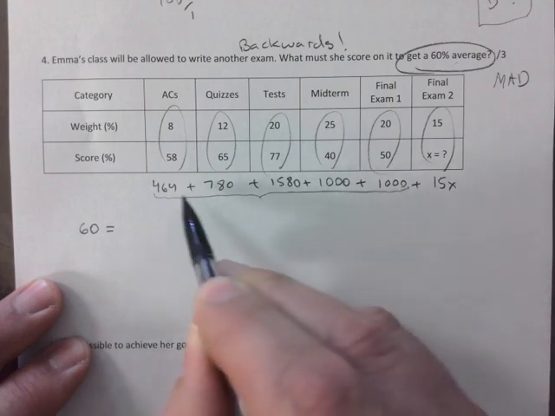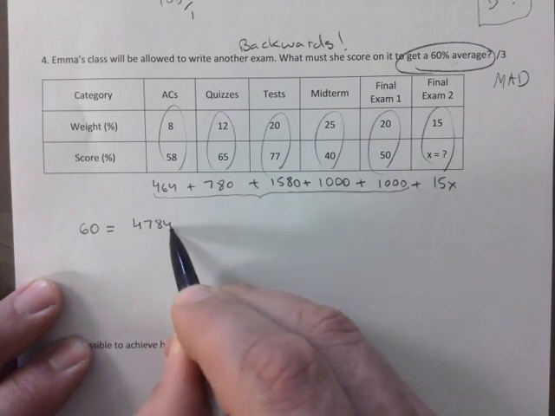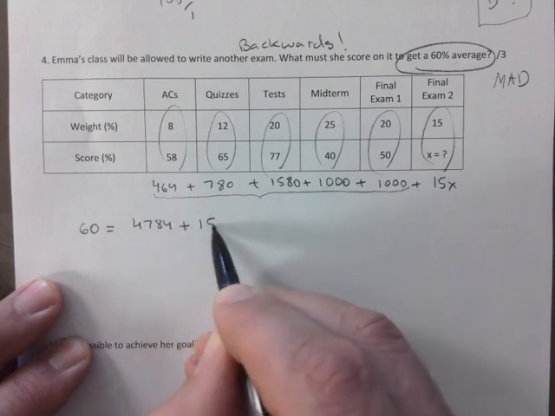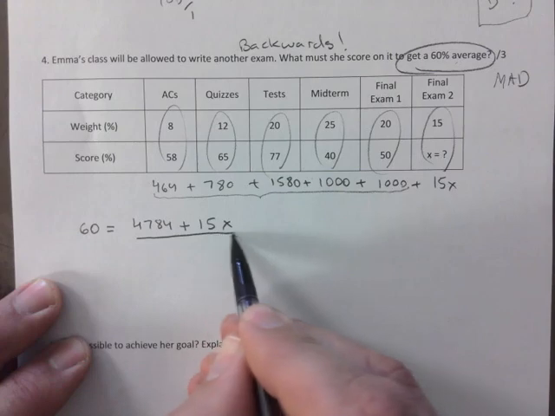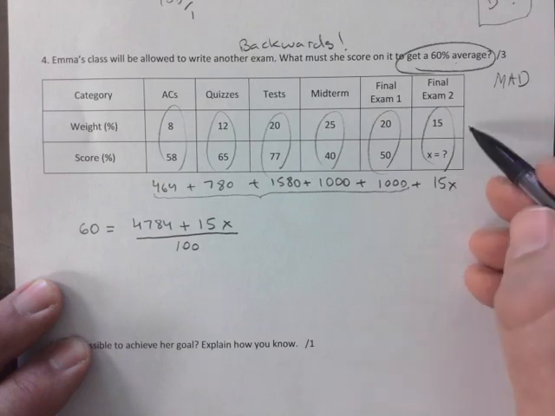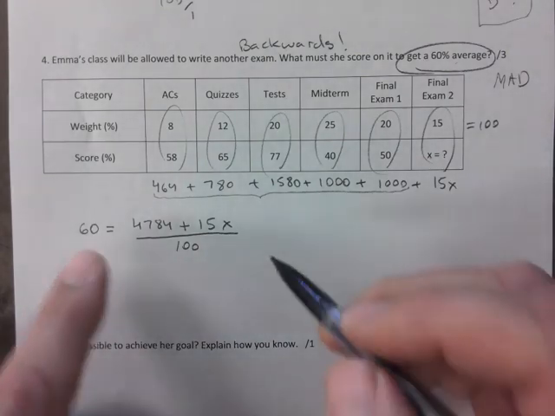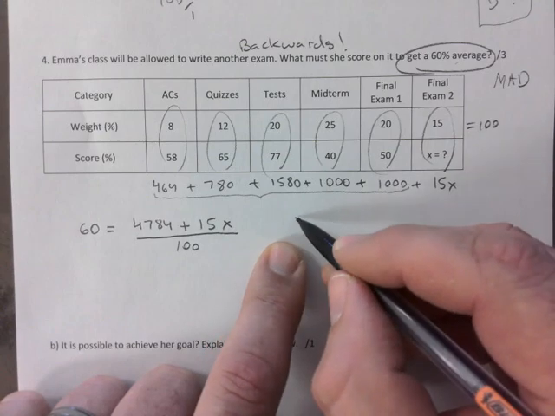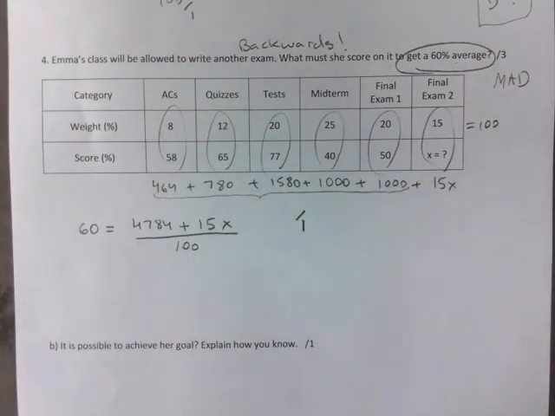Okay, that's where this is different. So you add this up, you get 4784 plus it's 15x. It's not just x, right? And what are we dividing this by? It's going to be by 100 because the weights add up to 100, right? So then you do want to divide by 100 here for sure. And so if you have this, I will give you a mark already. You have that part. And now we undo what's happening to x, right?